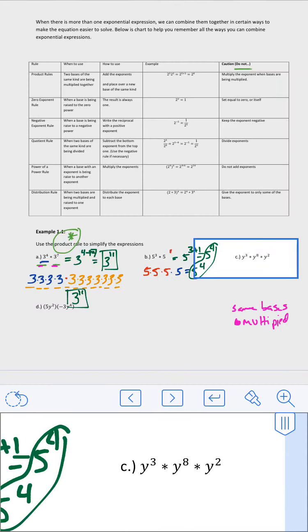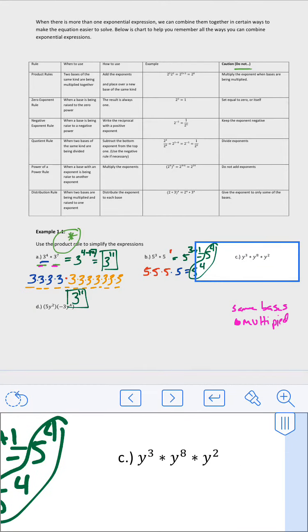All right, let's try the next one. The next one's slightly different, right? It's got 3 of them. But remember, product, always the same thing, no matter how many times over and over again. You just pick whichever ones you want first. That's called the associative property.